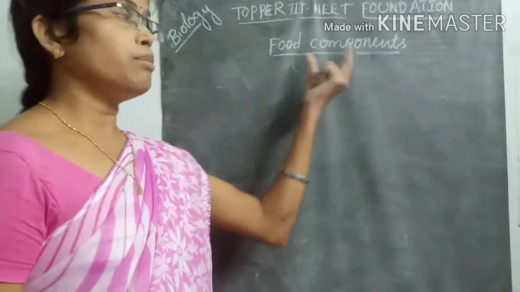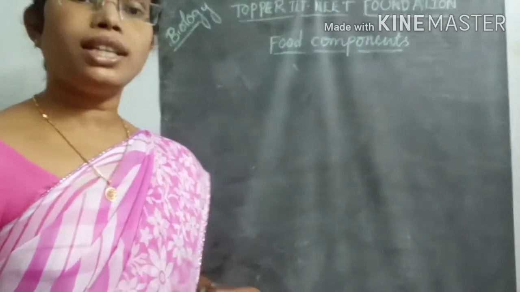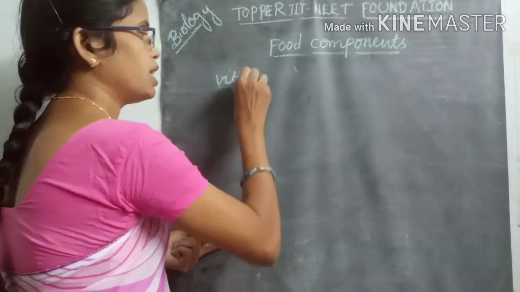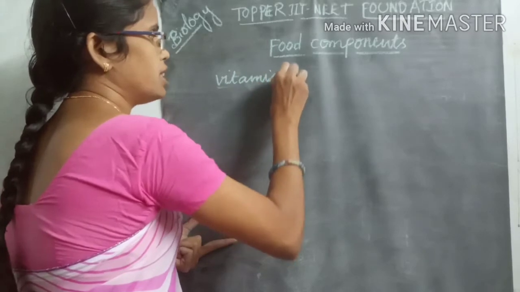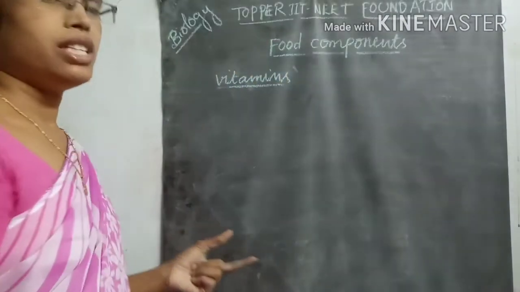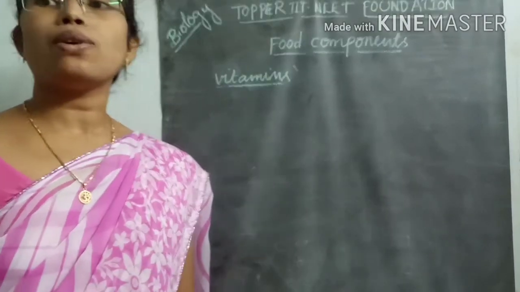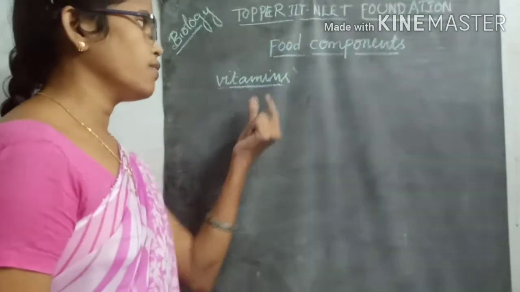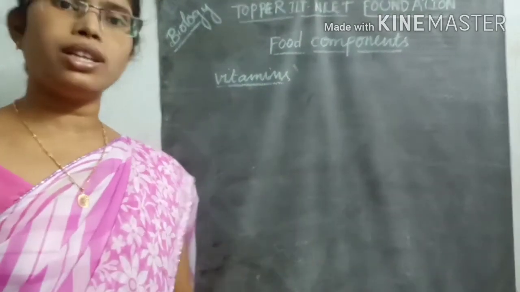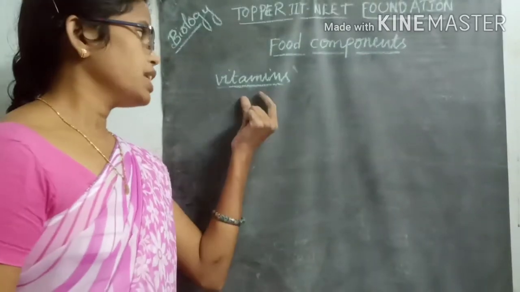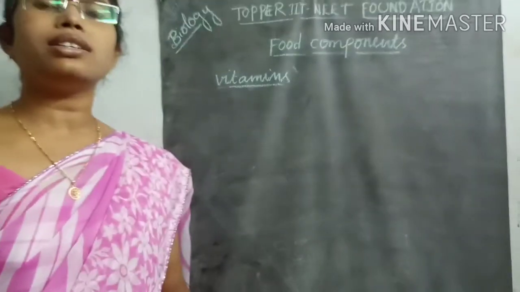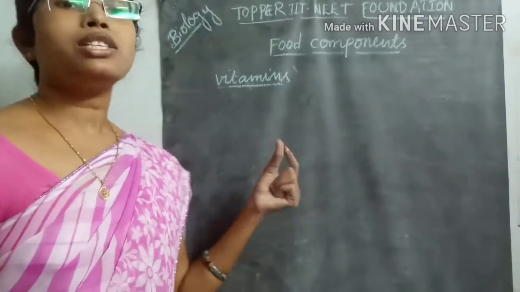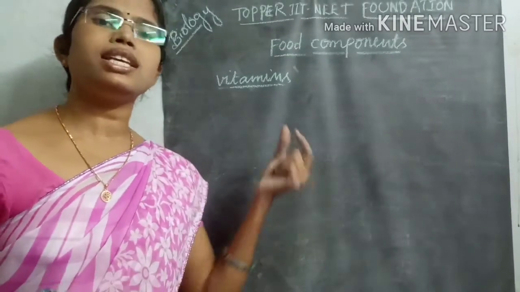Then coming to another important food component which is present whenever we are eating food material, they are called vitamins. What are they? Vitamins. So vitamins are also important food materials which are very useful for our body. But these vitamins are not present inside our body. Our body is also not synthesizing these vitamins.